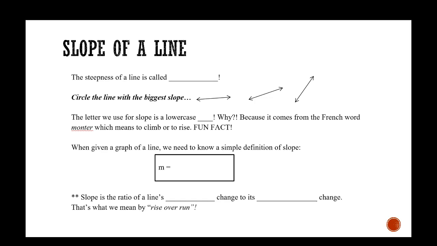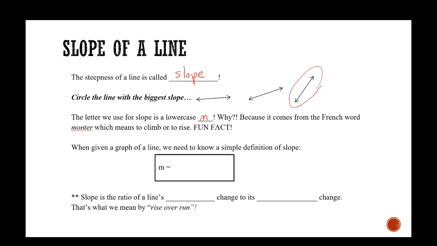So let's go through and let's fill in some of this information. So the steepness of a line is called slope. That was what the video was all about. Circle the line with the biggest slope, so that would be the steepest line. The letter we use for slope is a lowercase m. You may know this, you may not. And again, a fun fact, it just comes from the French word. So you should have pulled this, or hopefully you identified this from the video.